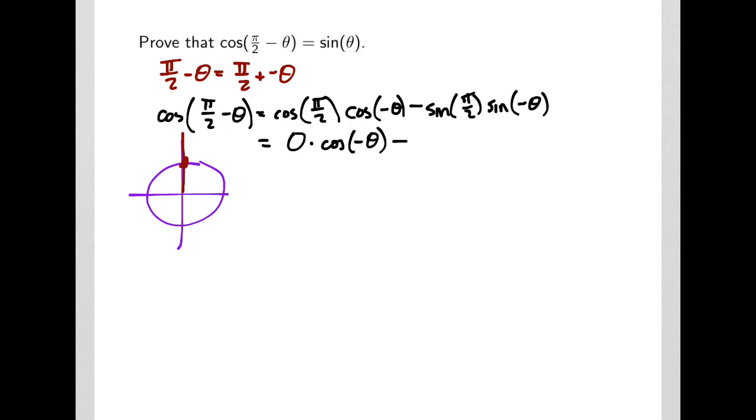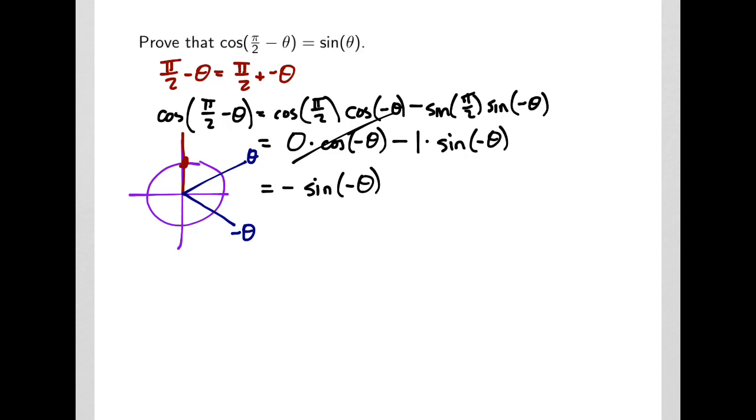minus, and the sine of 90 degrees is 1 times the sine of negative theta. And so this first term doesn't even matter. I get negative sine of negative theta. And here I just want to remember that if I have an angle, negative theta has the opposite height. So I get negative sine theta, which is the same as sine of theta.